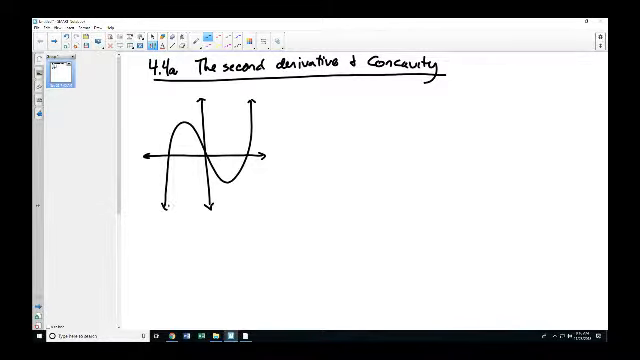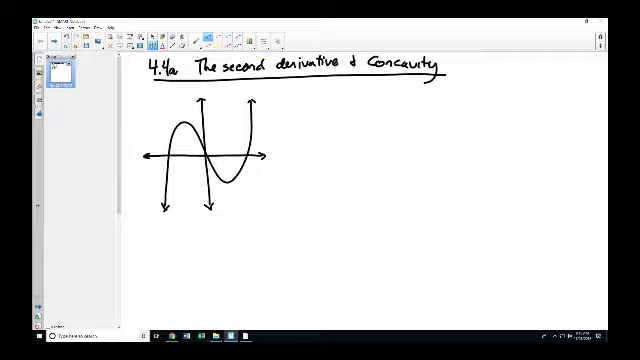Okay, what degree polynomial is that? X to the fourth? No. Third, it's a cubic, x to the third. Okay? It might have humps in it.